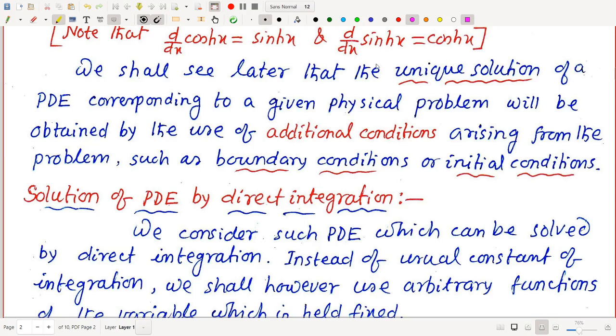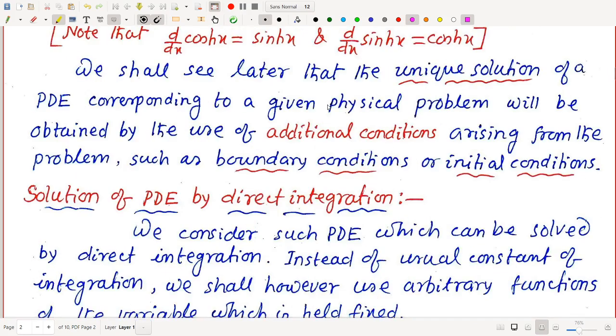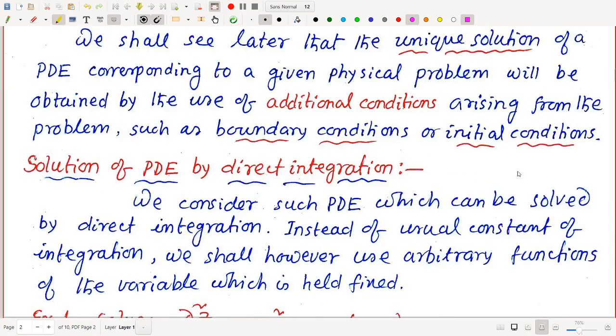We shall see later the unique solution. Here we have seen 4 solutions of the same PDE, but generally we seek a unique solution. So we shall see later that the unique solution of a PDE corresponding to a given physical problem will be obtained by the use of additional conditions arising from the problem, such as boundary conditions or initial conditions.